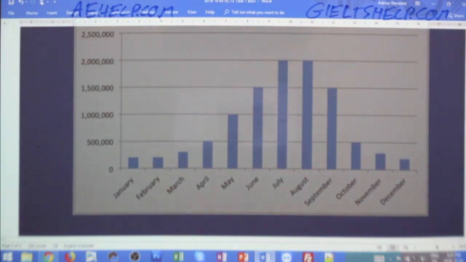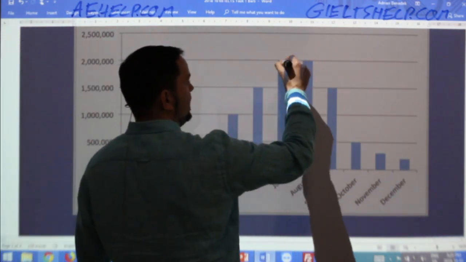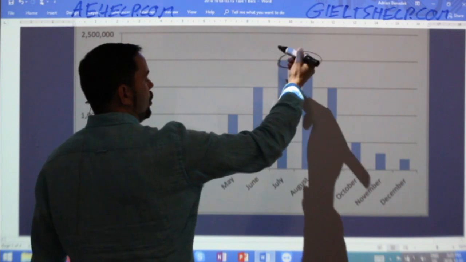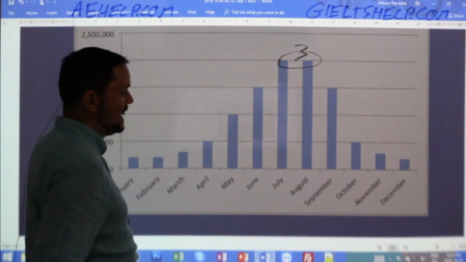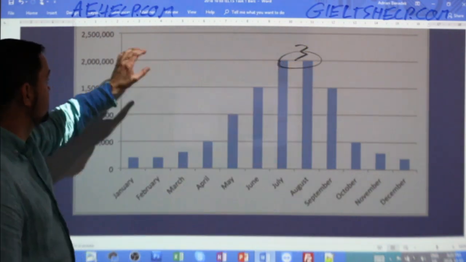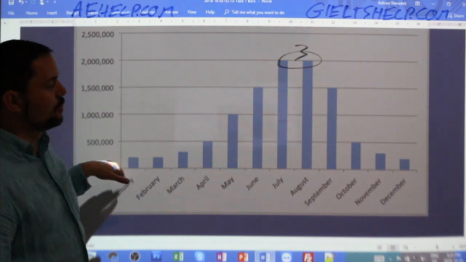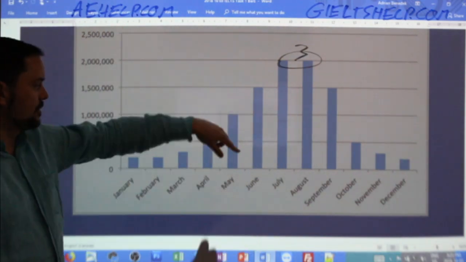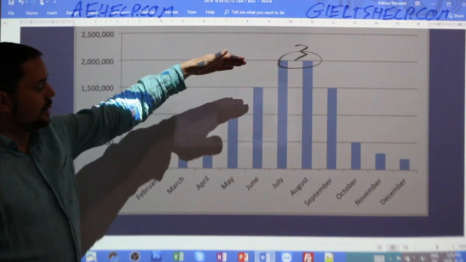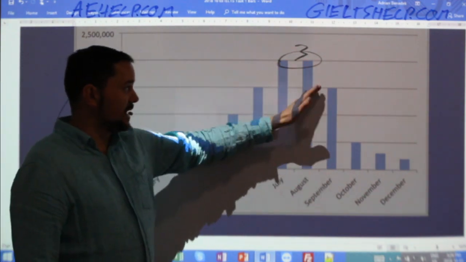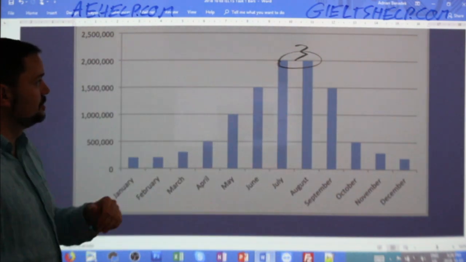So clearly we can see here that July and August were the highest. Now the reason I'm writing 3 here is because I already wrote 1 and 2 for the axes, right, and the trend line. So July, August, summer, definitely the highest number of visitors to Seattle.